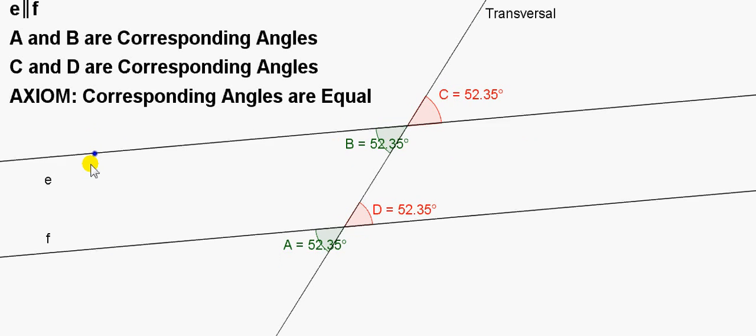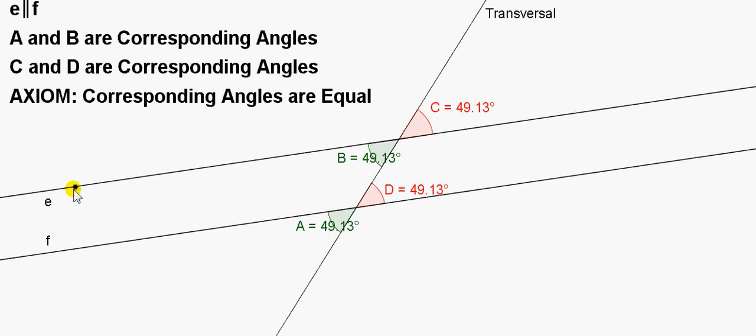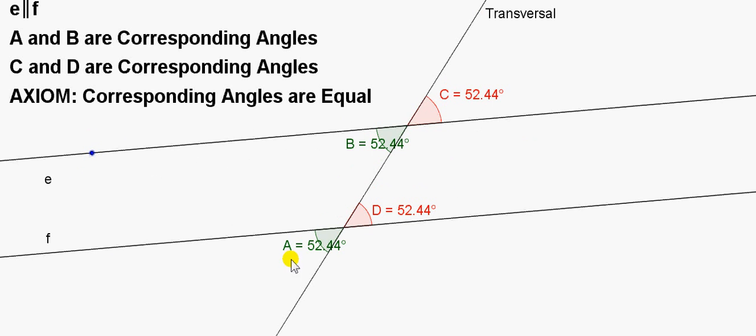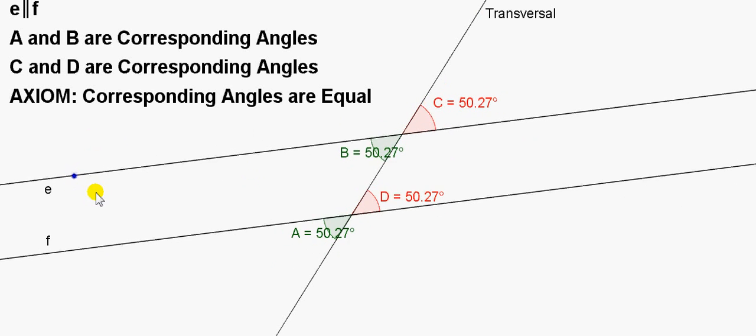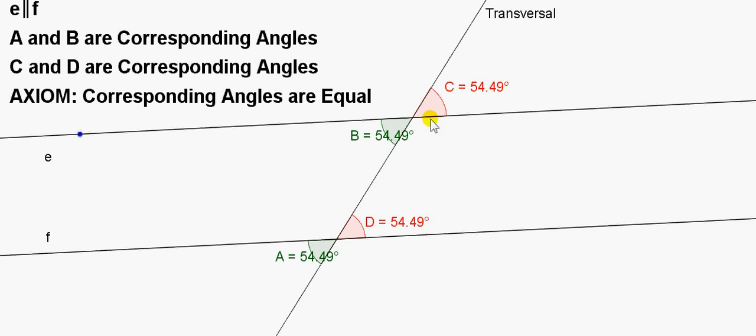So even if I move the two parallel lines, they remain parallel, but A and B are always equal to each other. They change in value, but they remain equal to each other. C and D are another pair of corresponding angles.